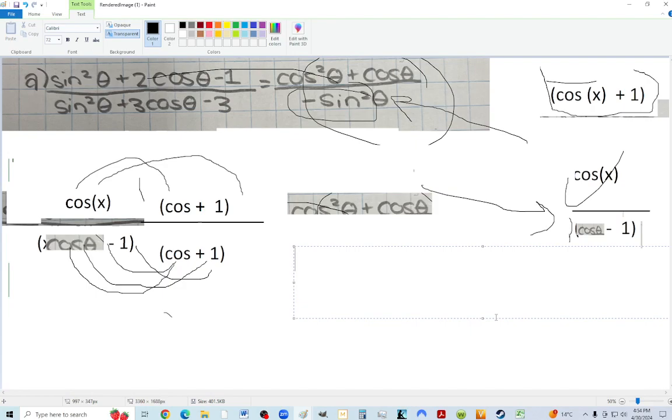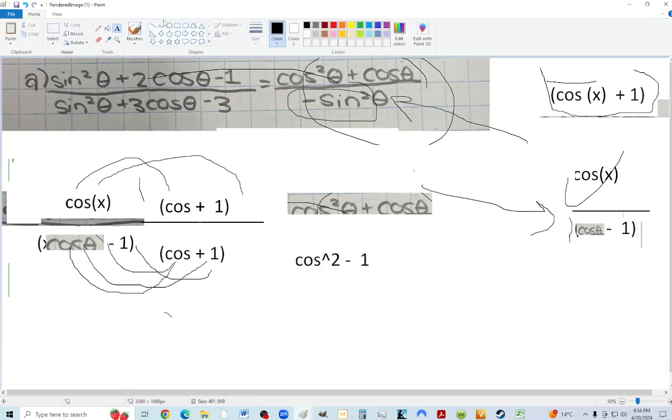I think I forgot a minus somewhere here. Cos minus 1. Multiplying top and bottom by cos. Okay, well, let's just see what we get. When I get the bottom, I get cos squared. Ah, that's right. I get cos squared minus 1. Well, that's not equal to sine squared. Sine squared is 1 minus cos squared. This is cos squared minus 1.